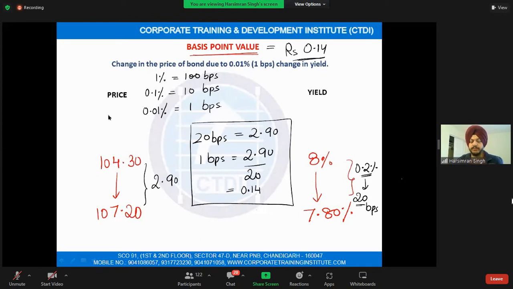Yeah, thank you. Now, in this question, the question that I did here, what was the BPV? 0.14. Can you explain the meaning of this BPV of 14 paisa? Can you explain the meaning of this line? That BPV of this bond is 14 paisa. What is the meaning of this line?